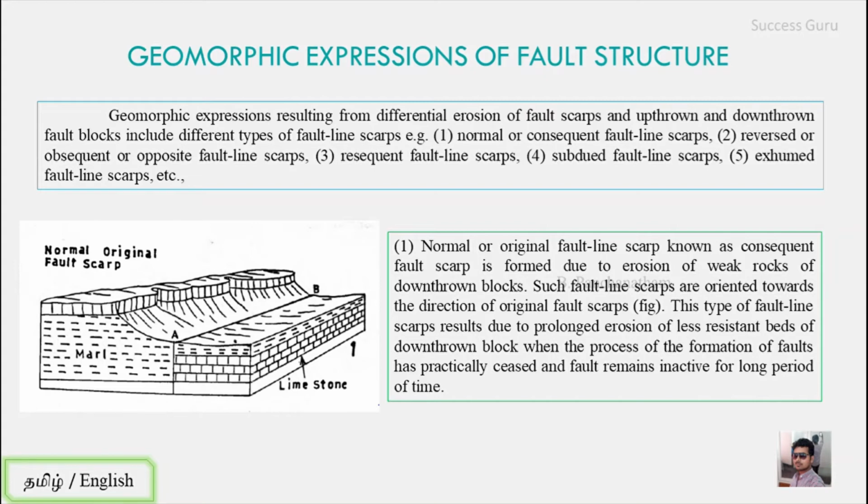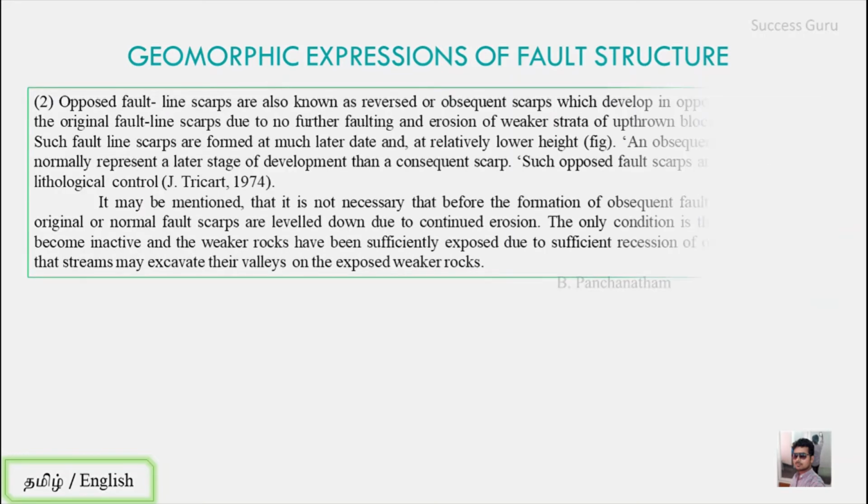This type of fault line scarp results from the prolonged erosion of less resistant bedrocks of the downthrow block, when the process of formation of the fault has practically ceased and the fault remains inactive for a longer period of time. So that is the first one.